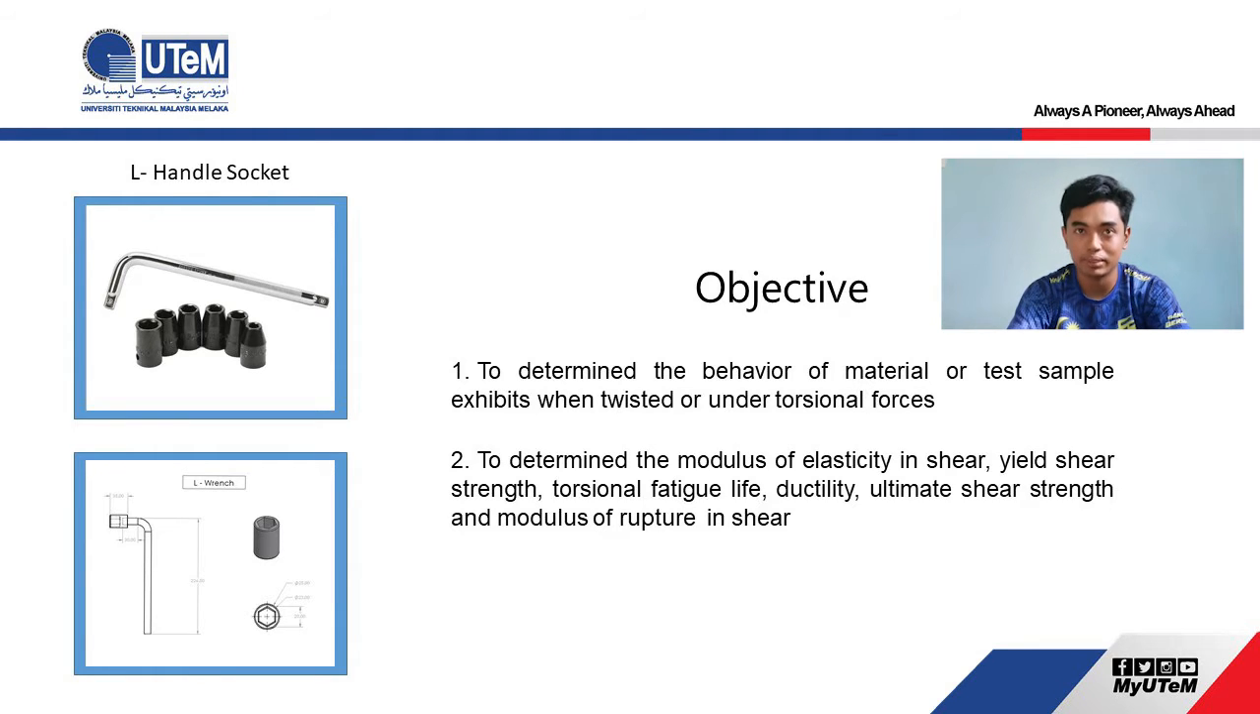First is to determine the behavior a material or test sample exhibits when twisted or under torsional force. The second one is to determine the modulus of elasticity in shear, yield shear strength, torsional fatigue life, ductility, ultimate shear strength, and lastly, the modulus of rupture in shear. There are only two objectives of our experiment. So the next step is the result and calculation.